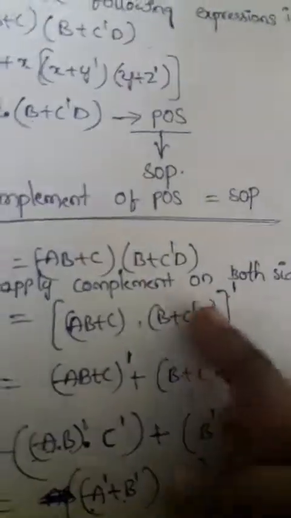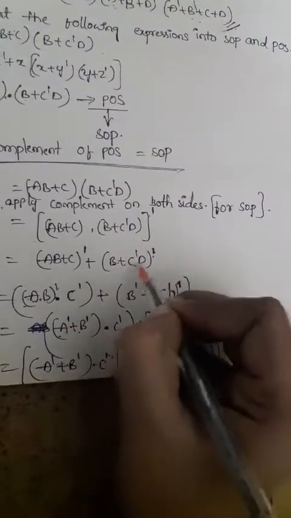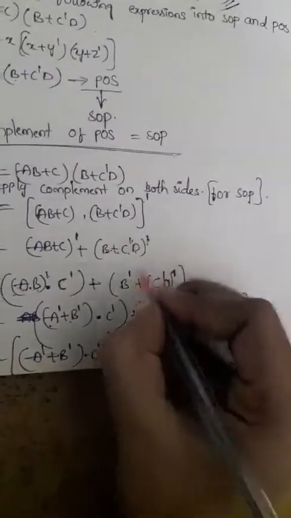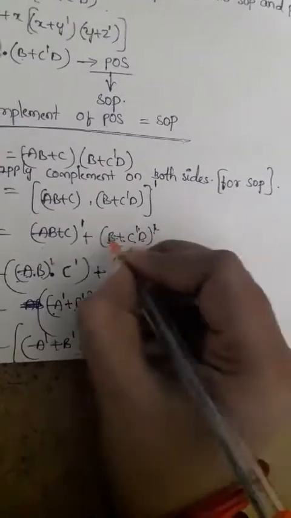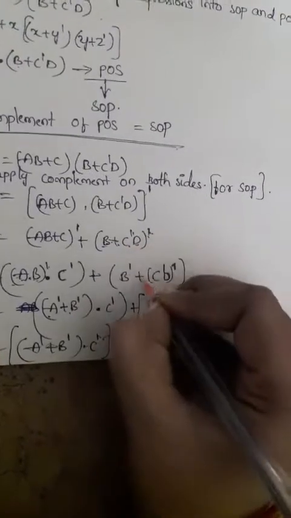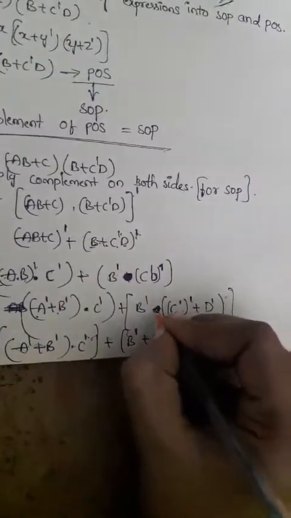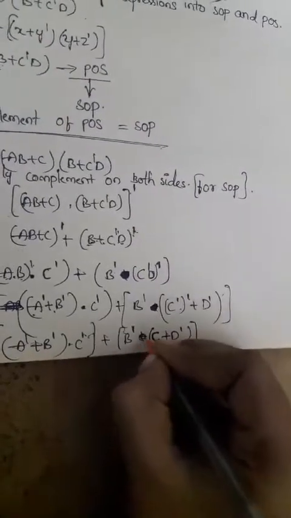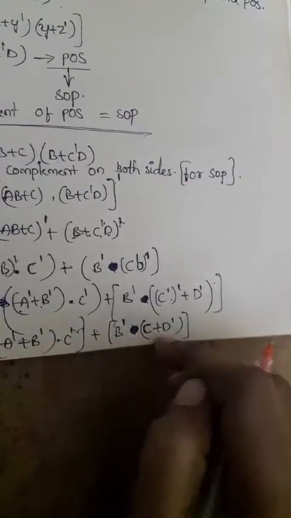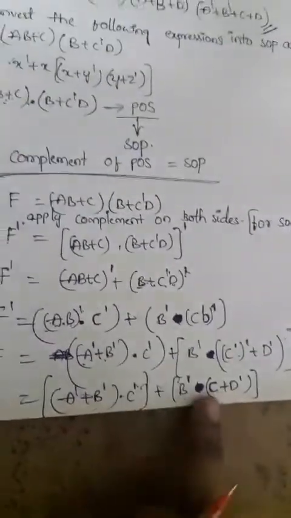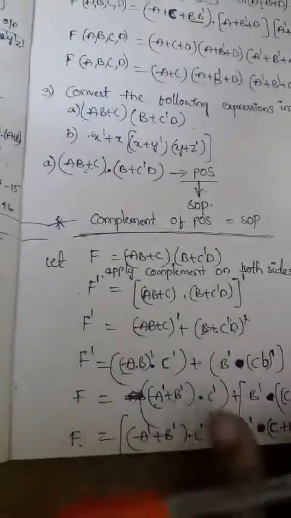Here we made a mistake, just check it. Here, the complement of (B plus C complement D) means we have to apply the complement for each and every term, right? So B complement, and the plus will be converted directly to the dot, that means product. So I made a mistake, sorry for that, you can rectify this. So B complement into (C plus D complement). So this is the sum of product. So this is the first expression.